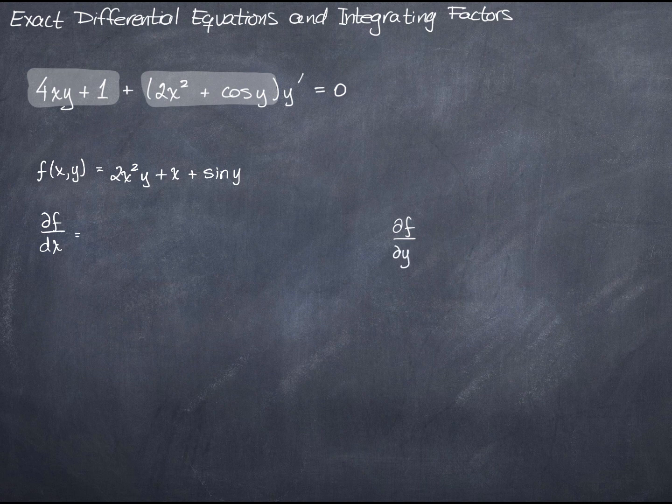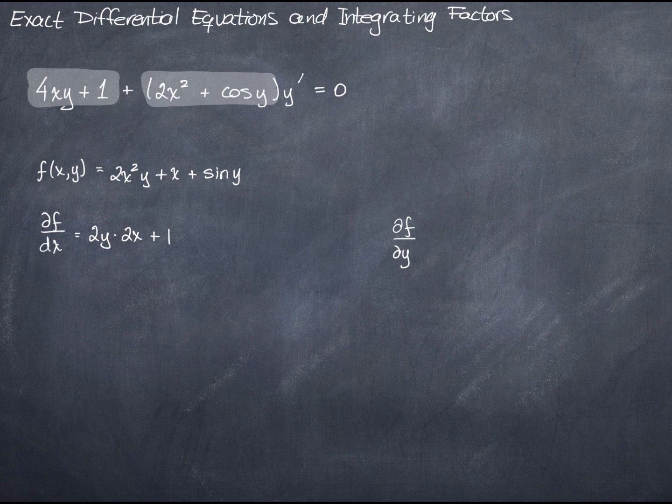with respect to x, I get, y is a constant, so I get 2y times 2x plus 1 plus 0, because y is a constant, so sine of y is a constant, right? Sine of a constant is just a number. You evaluate sine at some number, you get a number. And the derivative of that is 0. So that's with respect to x.